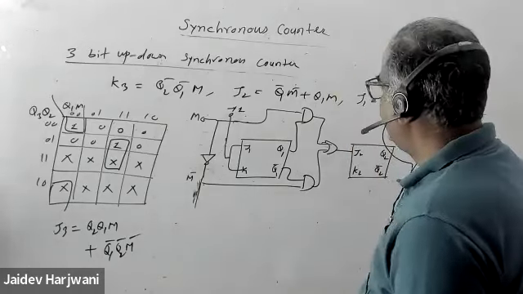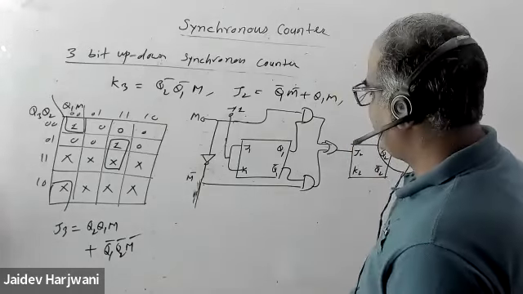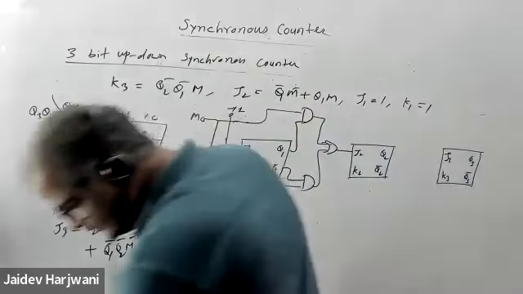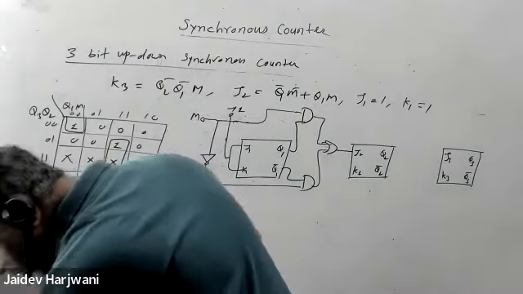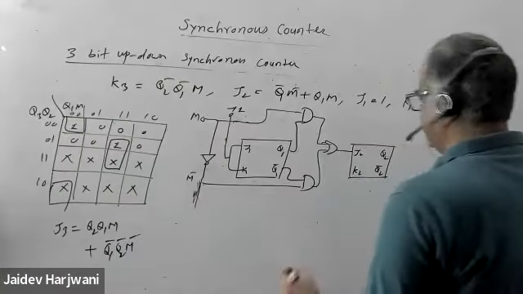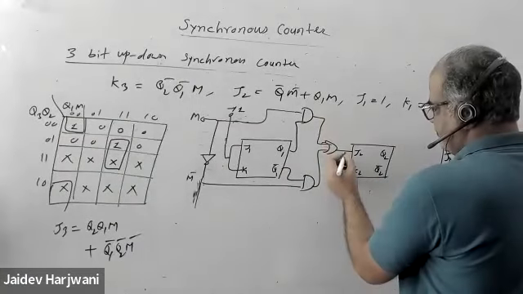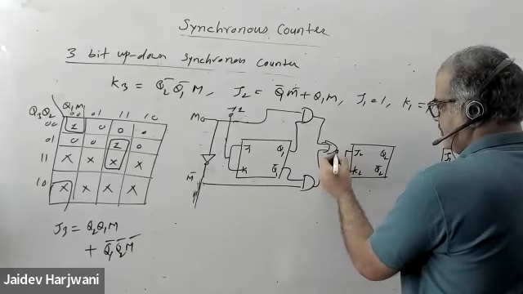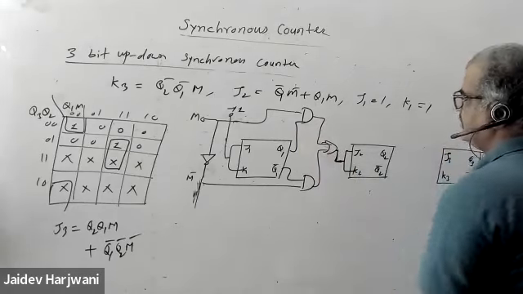Okay, and J2 and K2. What is the K2 value? K2 value also same. Okay, Q1 bar M bar, same value is coming. Okay, so I am giving a common input to this one.